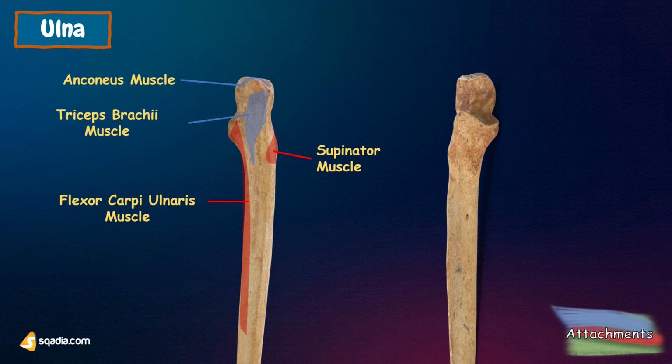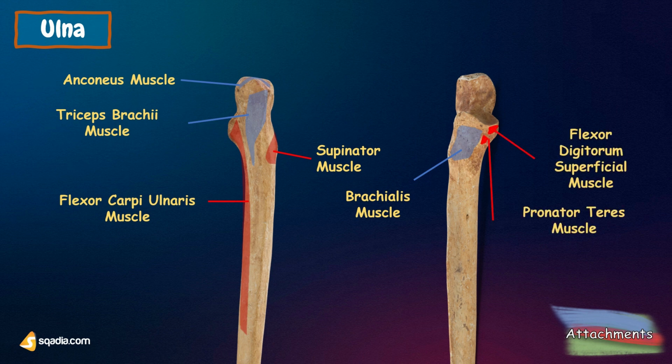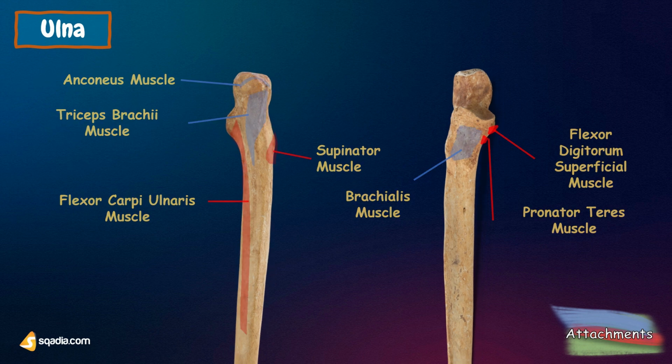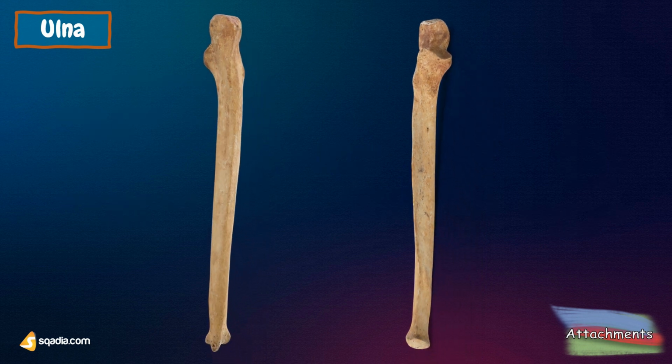As for the coronoid process, brachialis inserts to the anterior and inferior coronoid process, while the pronator teres originates from the medial surface of it. Flexor digitorum superficialis originates from the medial surface and from the humeral medial epicondyle. Now moving to the shaft of the ulna. Talking about the shaft of ulna, we have flexor digitorum profundus.